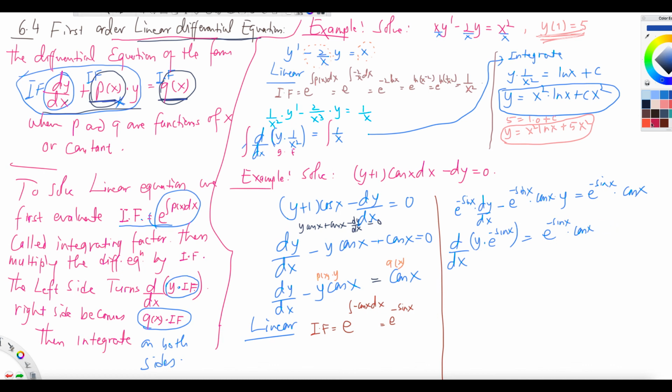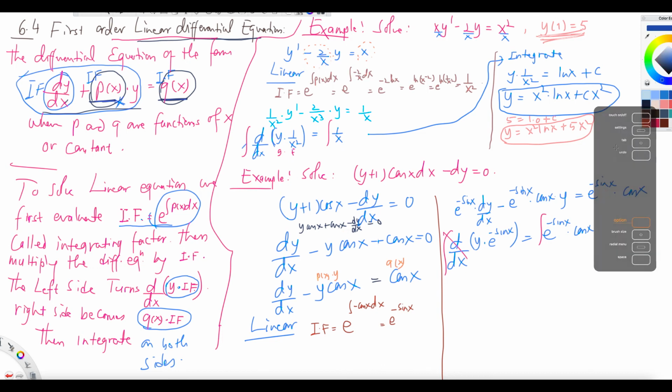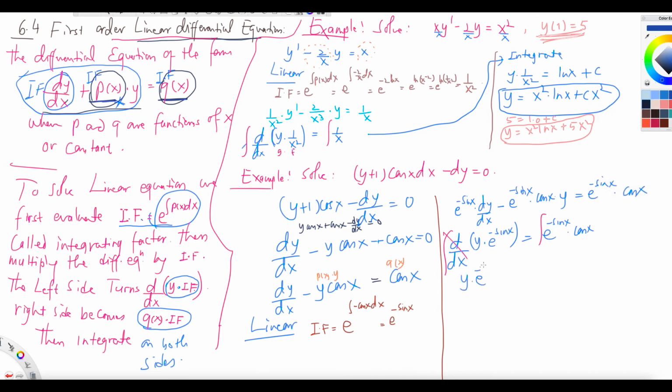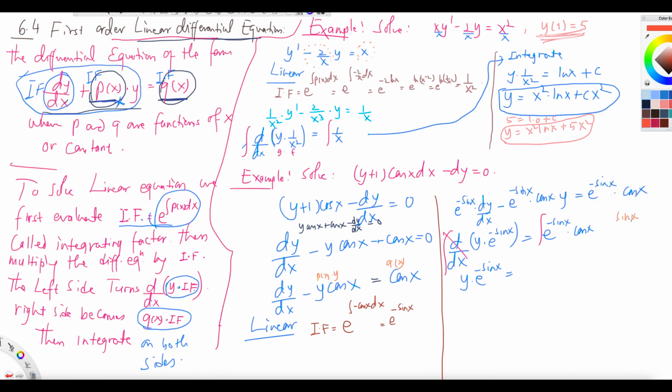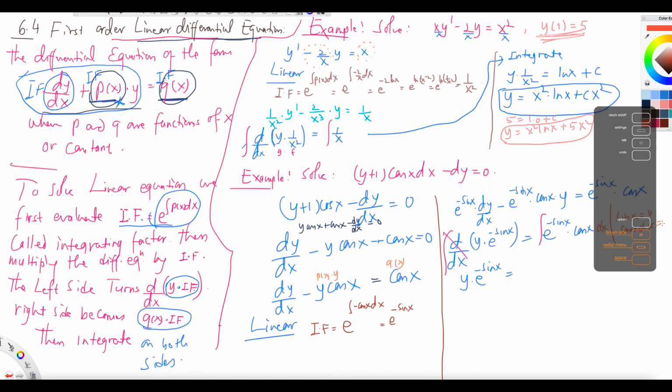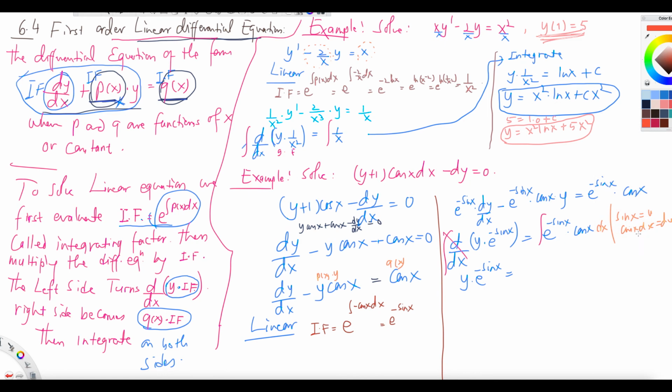Now we integrate on both sides. So the integral and derivative cancel out, and what you get is y times e to the negative sine x equals, how do you integrate that? You let sine x equal u. If sine x equals u, then cosine of x dx will be du. So this is e to the negative u, and you get e to the negative u du.